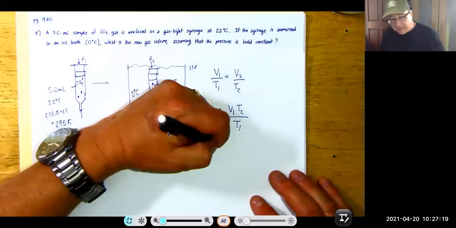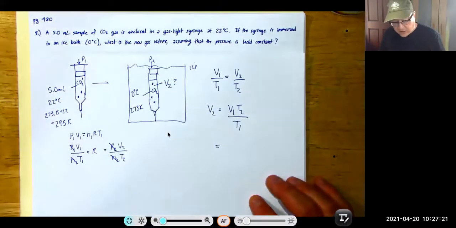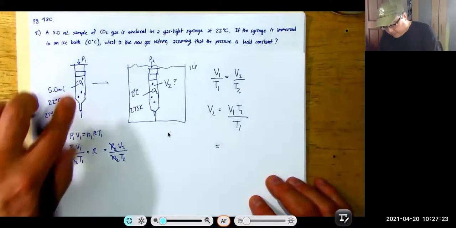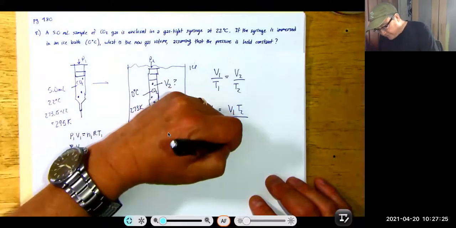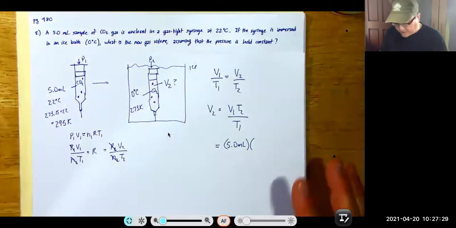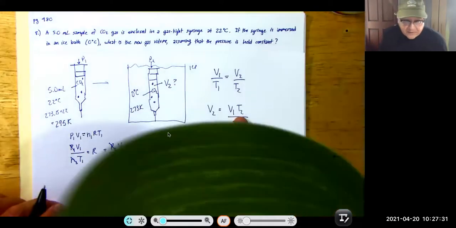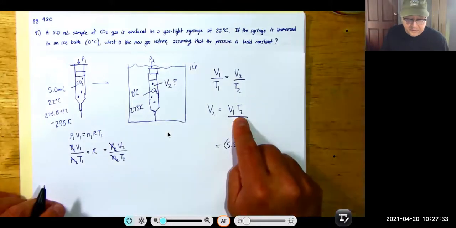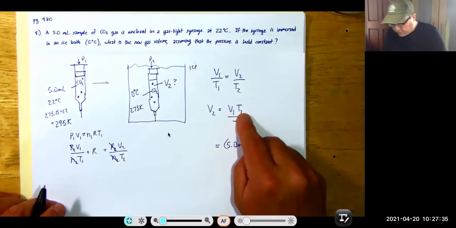Now it's just a matter of what I call plug and chug. So V1 is 5.0 milliliters. And here's where a lot of people get into trouble with a problem like this: they don't realize that that is T2 and they put T1 here. So we need to put T2 here, which is 273.